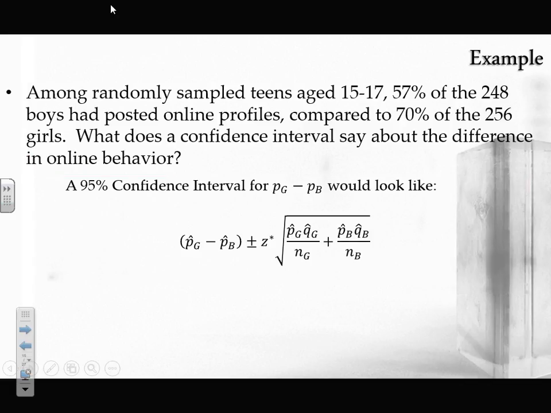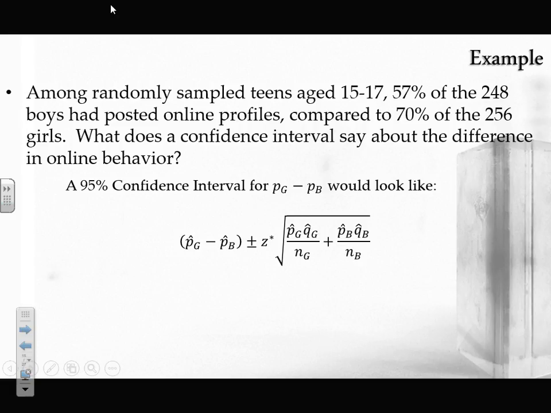Now, the way you subtract, because remember, subtraction is not commutative. If I subtract one way, or I switch or flip the order and subtract the other way, I'm going to get different results, because one would be positive, one would be negative. So when you choose the direction in which you're going to subtract, you need to dictate what direction you did. So in this case, I chose to do the proportion of girls minus the proportion of boys.